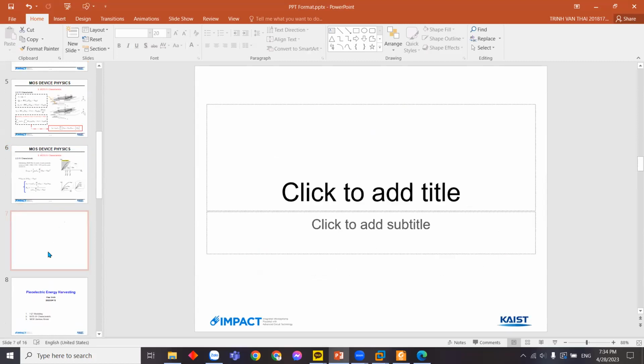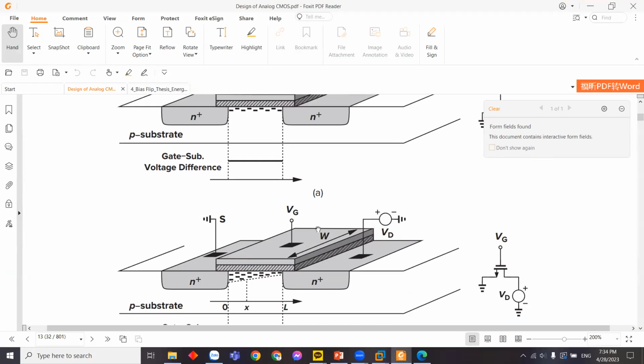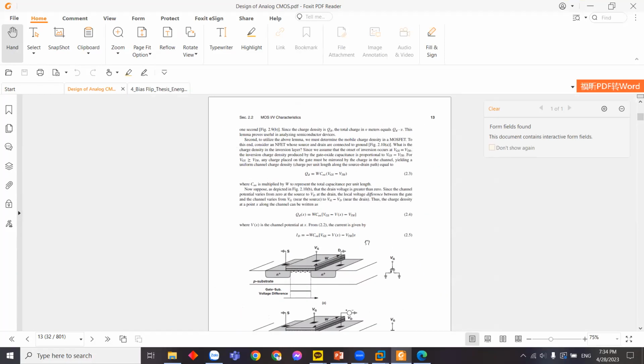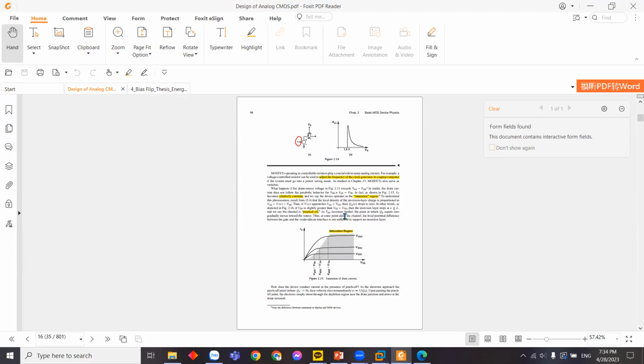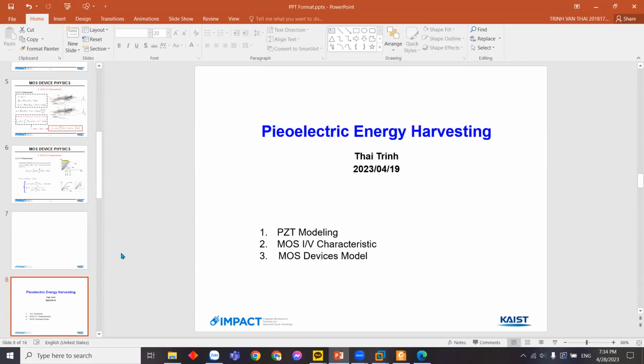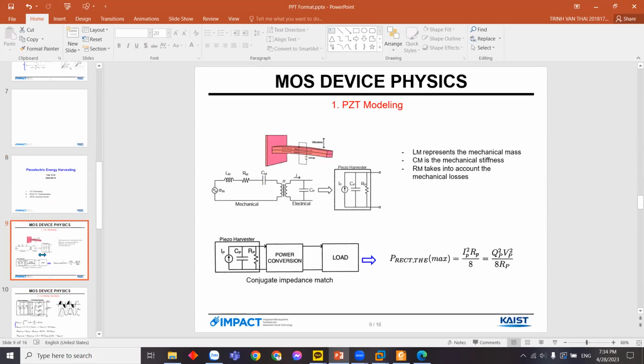It's the overview of the MOSFET thesis. I also understand the nature of the equations, but it's so long to explain, so I'll just talk about the overview. In the next slide, I will present the bioelectric modeling.